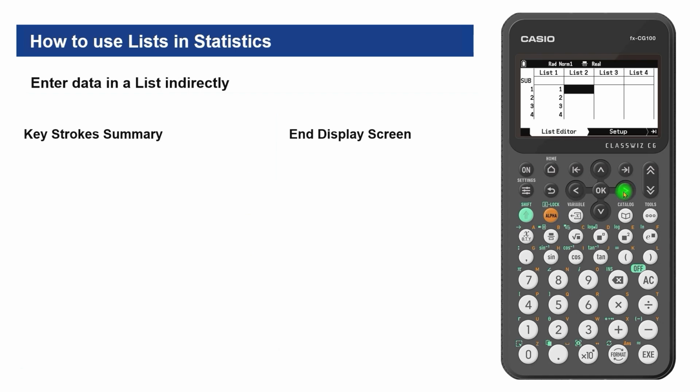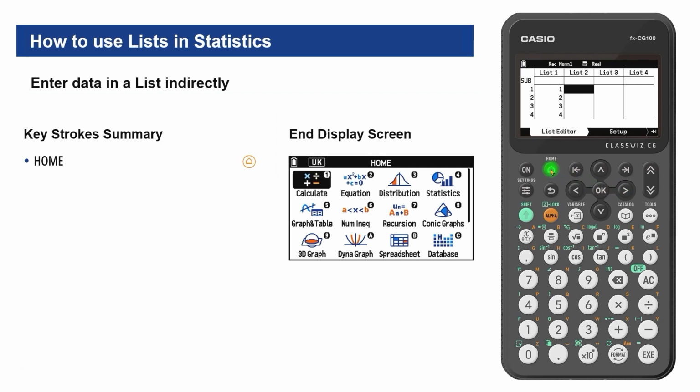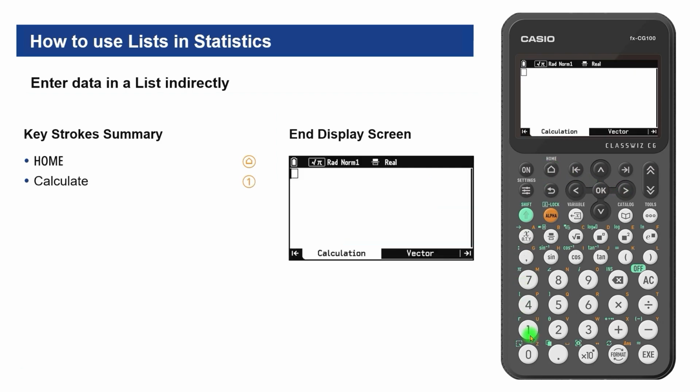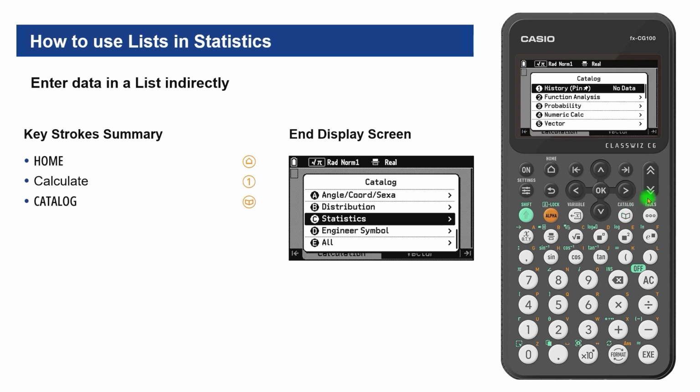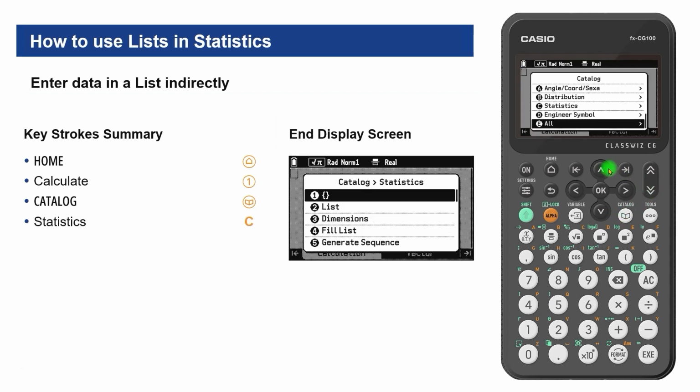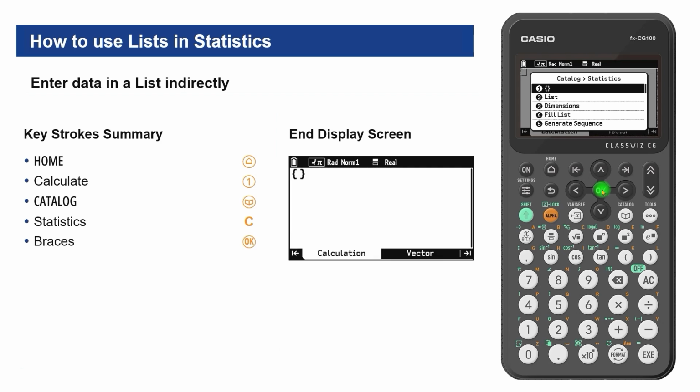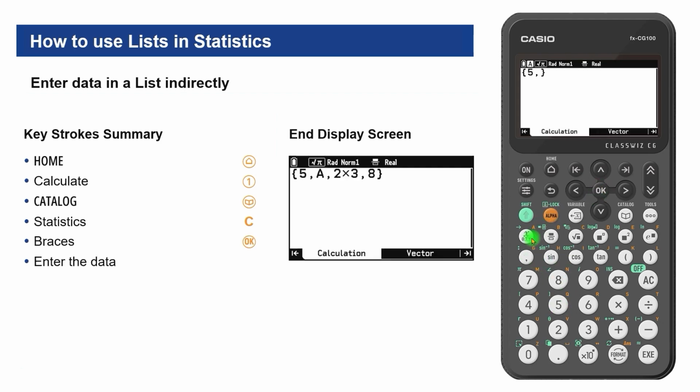An alternative approach is to enter data indirectly. From Home, select Calculate. Then press Catalog. Scroll or use the shortcut to open Statistics. And select the braces to enter a list. Enter the data either directly, as a stored variable, or a calculation. Execute to confirm the list.